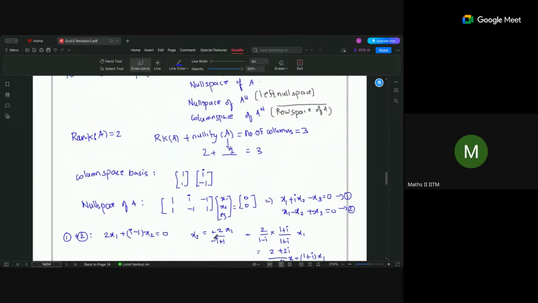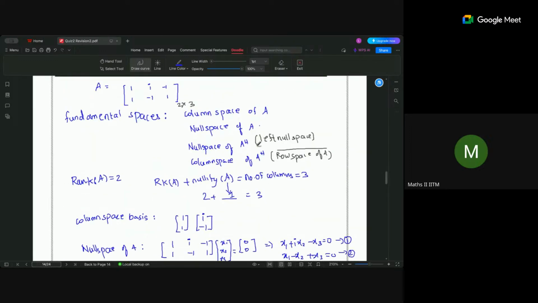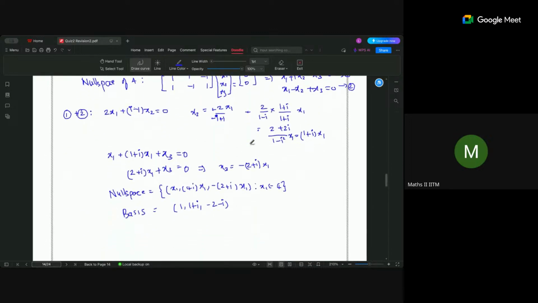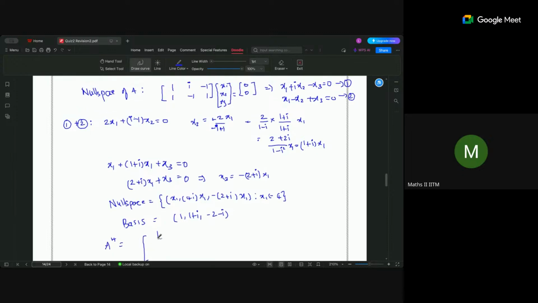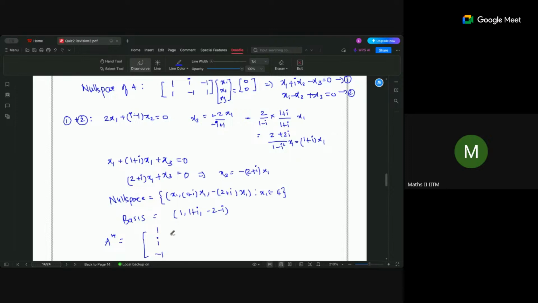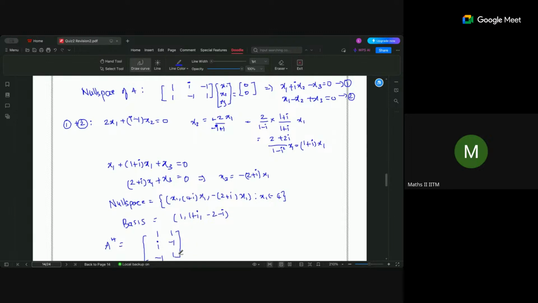So what is the next space we need to find? The next thing is we need to find the null space of AH. What is the null space of AH? What is AH? It is 1, i, minus 1, 1, minus 1, 1. So we need to find the null space of this, right?